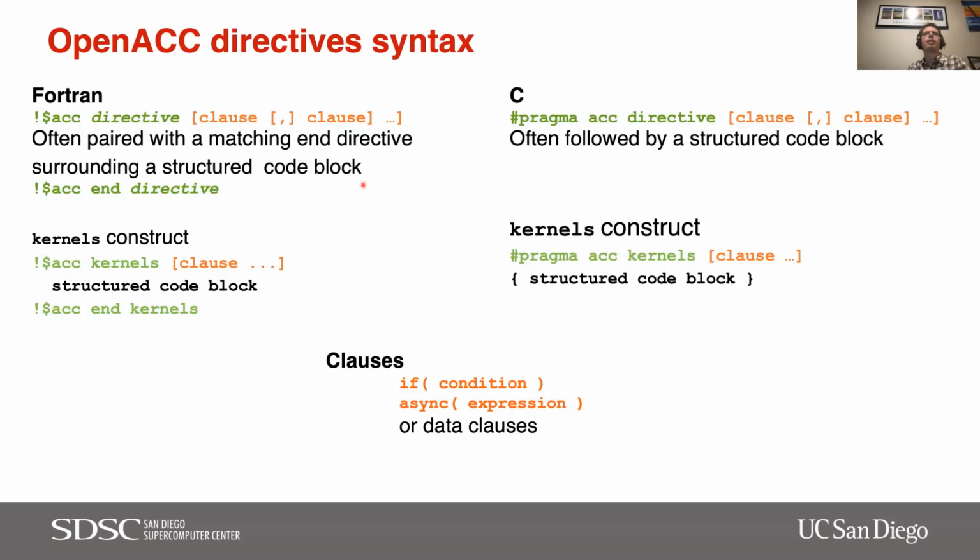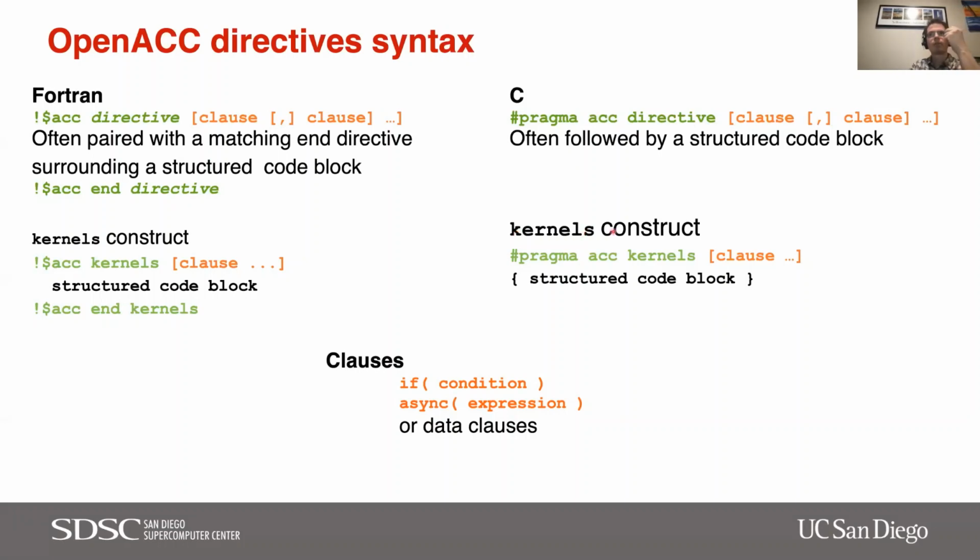And then, of course, there are many, many more directives that you can use. Like you've seen it now, I've switched, and the left is Fortran and the right is C. You often have these directives with optional clauses that you can add. They are followed by a structured code block. And in Fortran, you have to pair them with a matching end directive, surrounding a structured code block like that do loop, right? Otherwise, it doesn't know where to end. While in C, you have the curly brackets, so it knows where that ends.